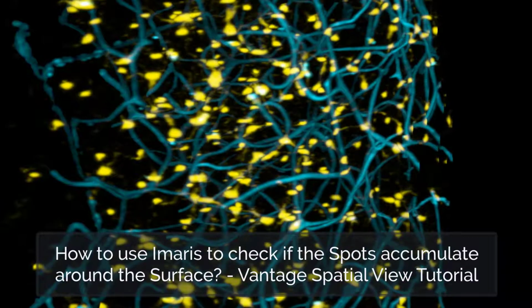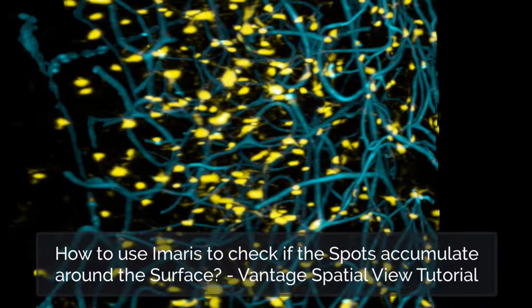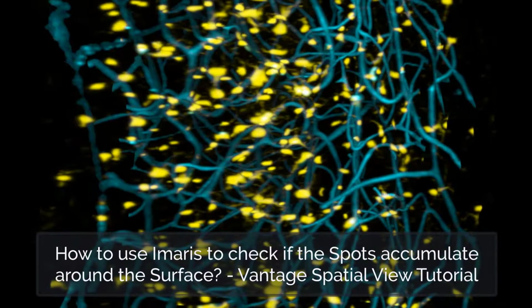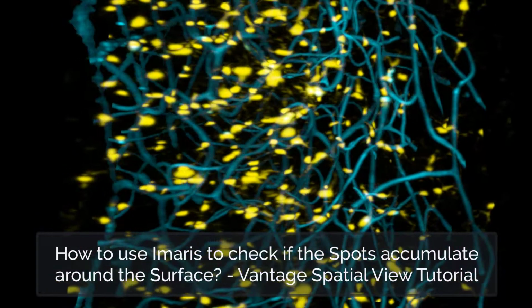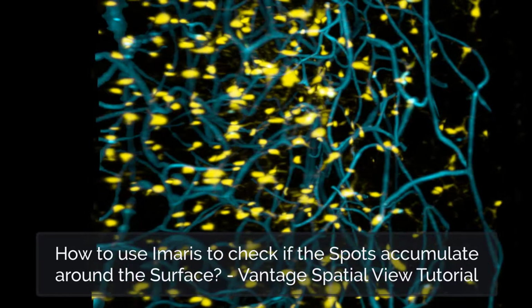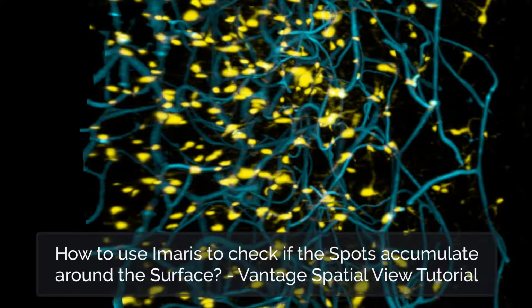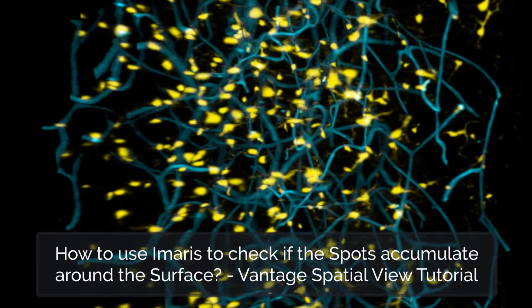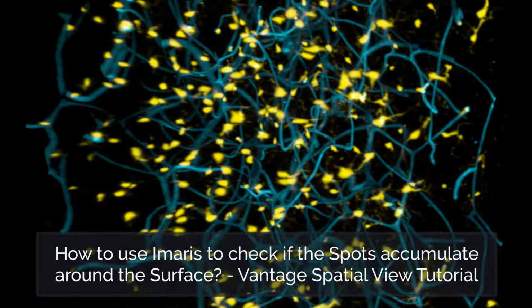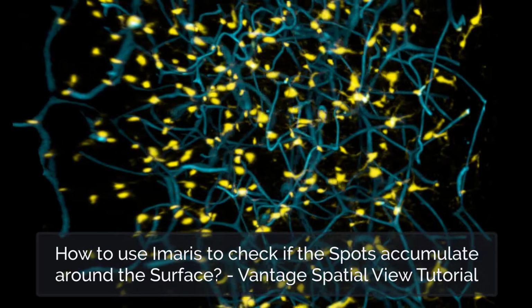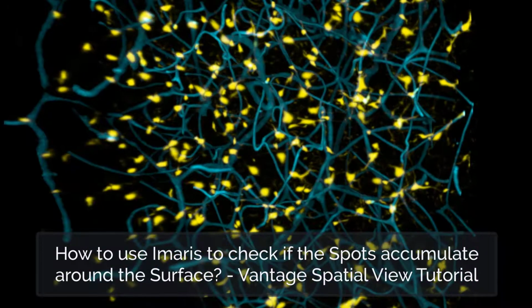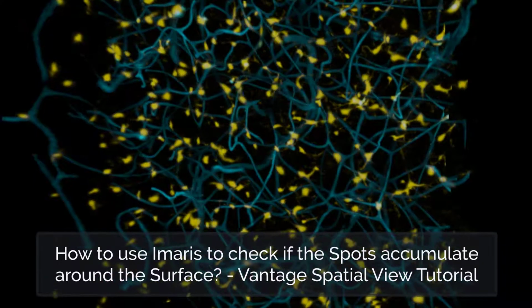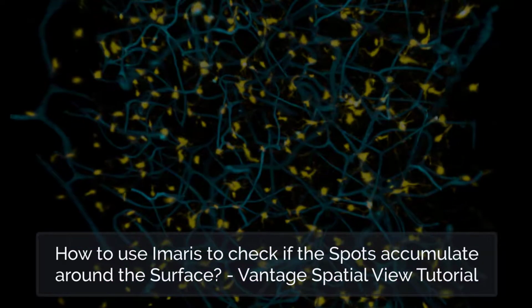In this tutorial, you will learn how to use Imaris to check if the spots accumulate around the surface. Imaris has a new analytical tool within Vantage called Spatial View. Using this tool, you can try to answer the question if your spots objects accumulate around the surface of another object, which might later be interpreted as an interaction or explained by other biological phenomena.